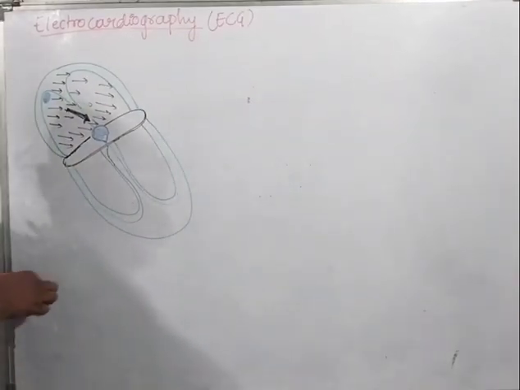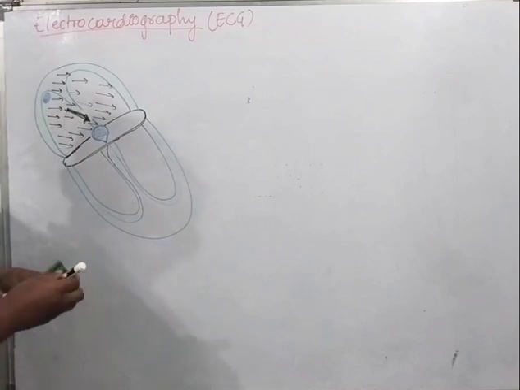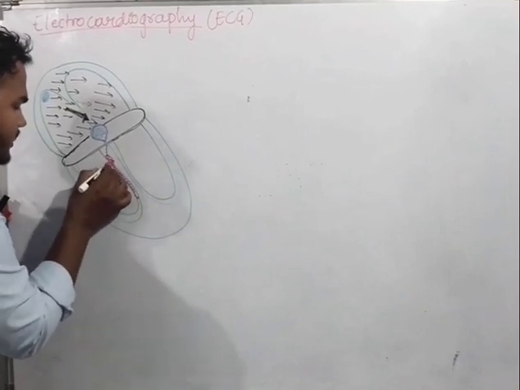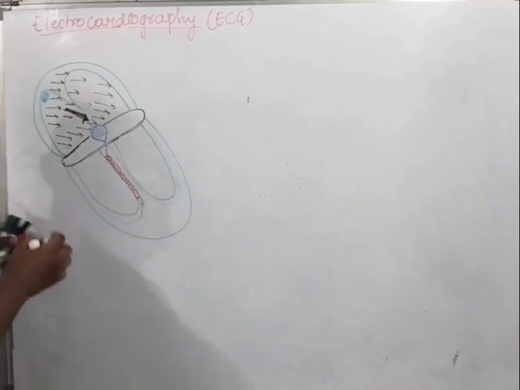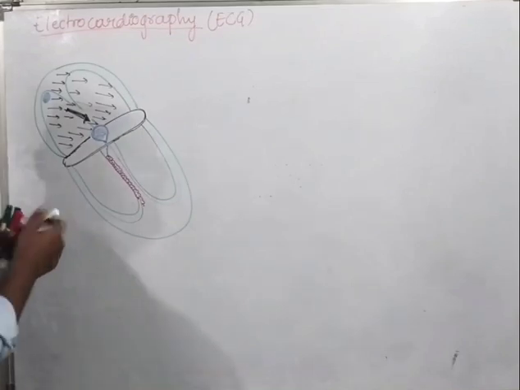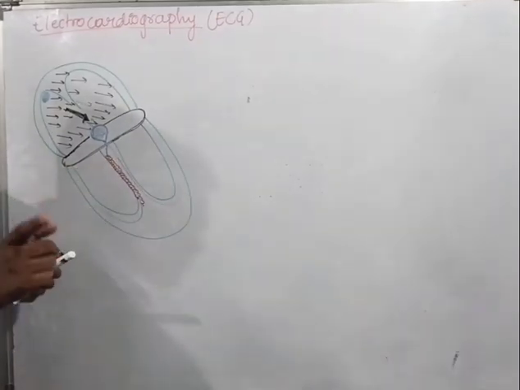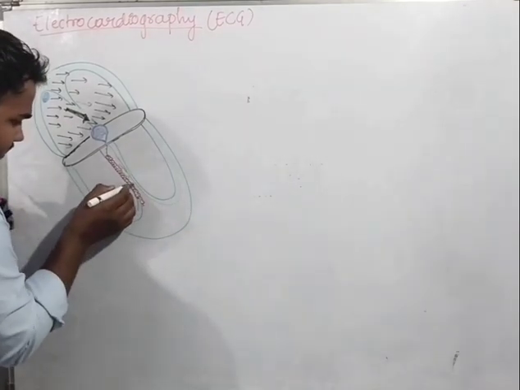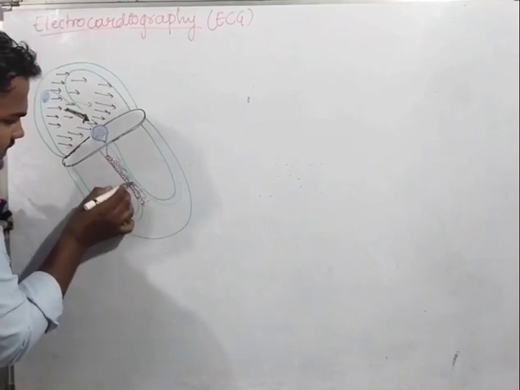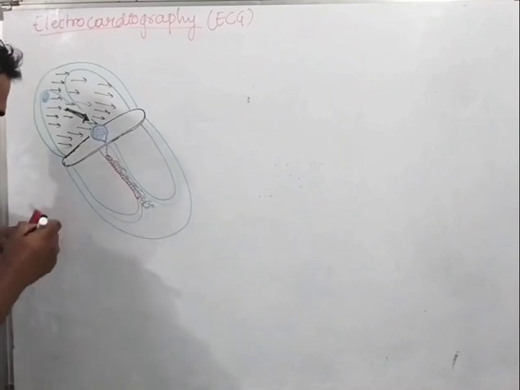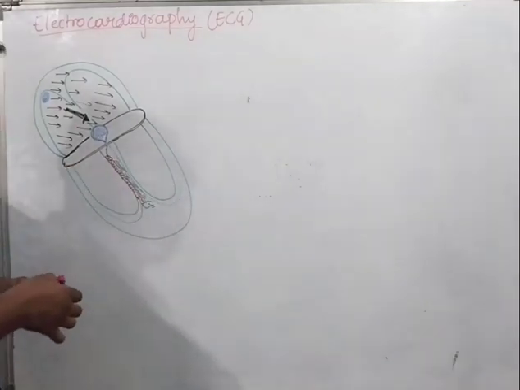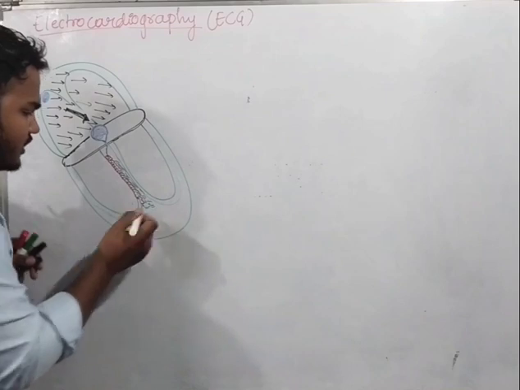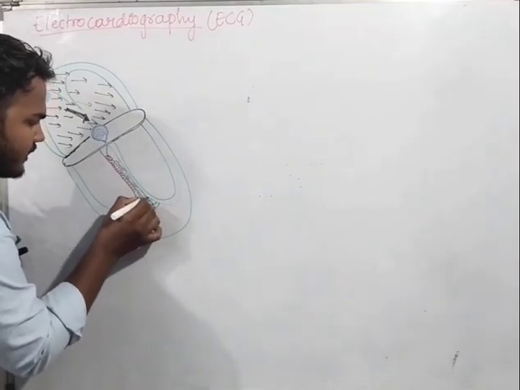Next, the right bundle branch is covered by an insulated coating on the right bundle fiber. Here, between the right and left ventricle, there is the intraventricular septum. Myocardial cells are present in the intraventricular septum. These myocardium cells are stimulated by the left bundle fiber, which stimulates this intraventricular septum.